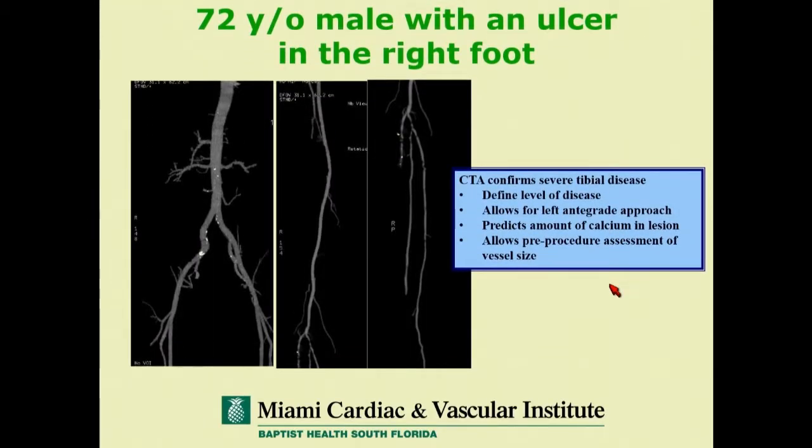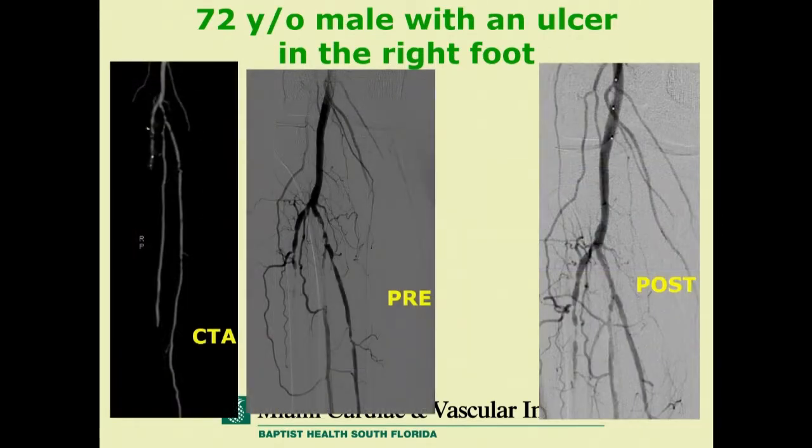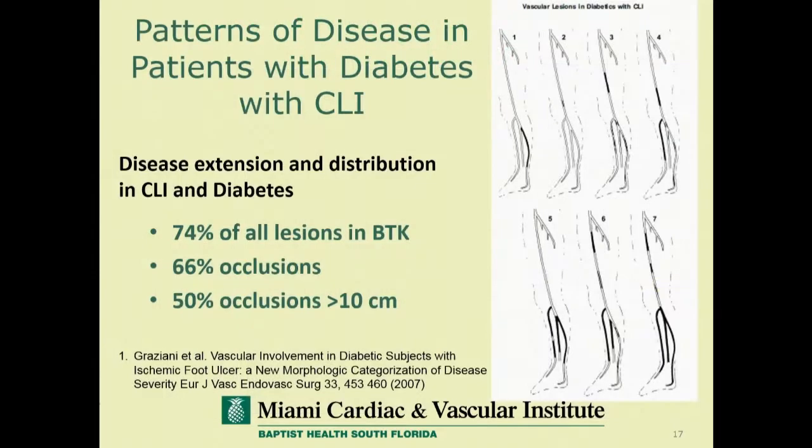Here's another patient with tibial disease. CTA allowed us to not only see what was open, but how calcified a lesion was. In this particular patient, we felt it was a focal lesion, was resistant to angioplasty. We went ahead and the second time treated it with a rotational atherectomy and then low pressure treatment with angioplasty.